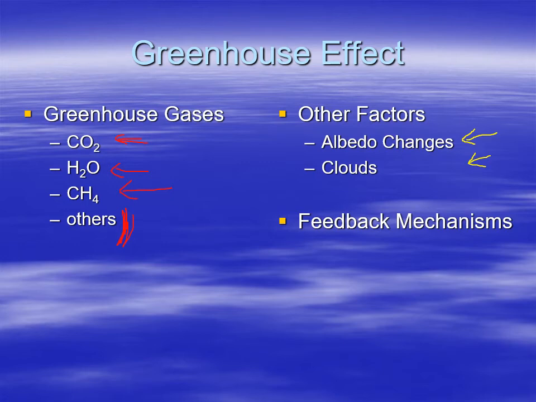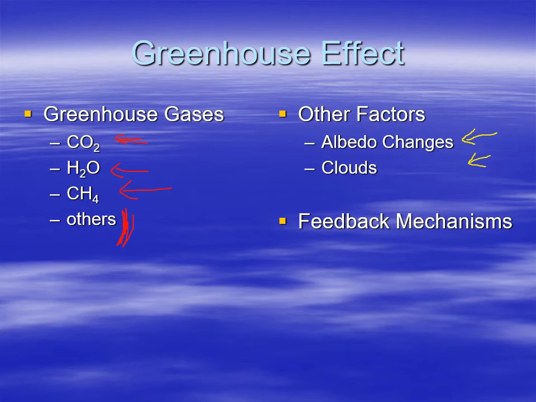So these feedback mechanisms turn out to be very, very complicated, and that's one of the problems with actually understanding how the greenhouse effect works on Earth: all these feedback mechanisms. And we don't really fully understand all of the feedback mechanisms.